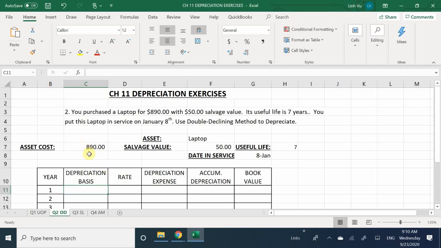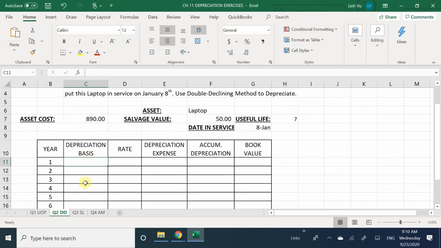The salvage value doesn't come into play here, right? Not for the depreciation basis, but where does it come into play? For your book value, correct. When we're reaching towards our end, we need to make sure that our book value is either above the 50 or right at 50. It can never fall below. So in this case, yes, our beginning of the year book value is going to be 890.